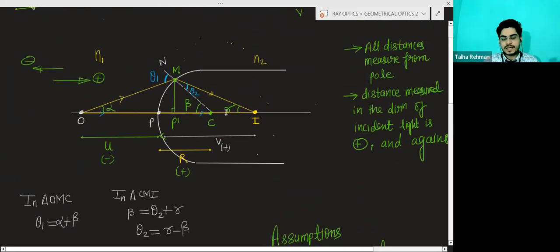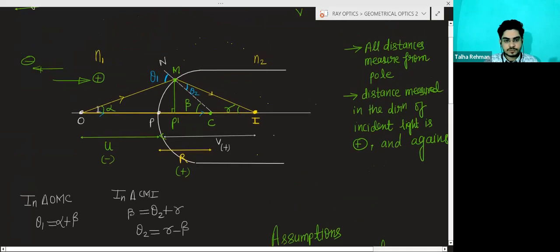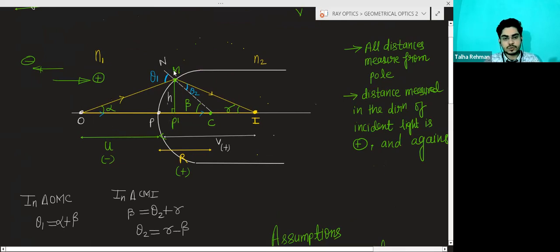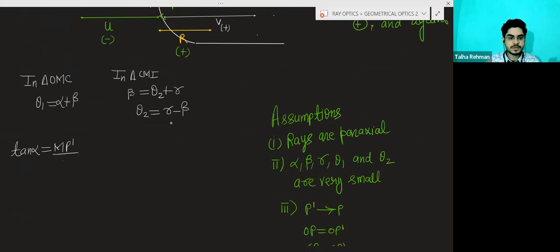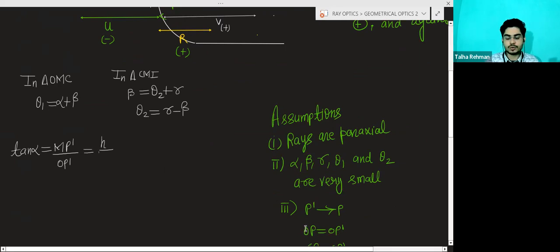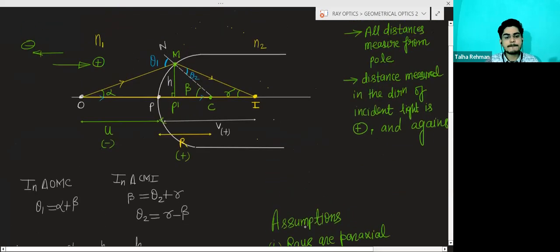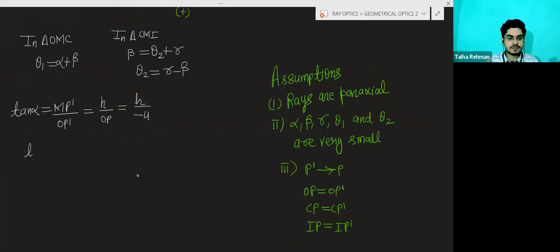Now, we will find tan alpha, tan beta, tan gamma. First, start with tan alpha. For tan alpha, we will go to this triangle, triangle OMP dash. Suppose this height MP dash is h. So tan alpha is equal to perpendicular, that is MP dash, divided by OP dash. MP dash is h, and OP dash is OP. What is OP? This OP you will take as minus u. So tan alpha is h divided by minus u.